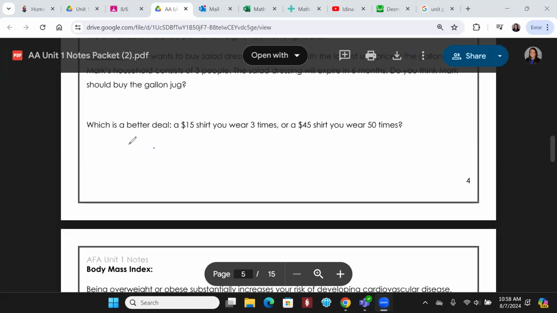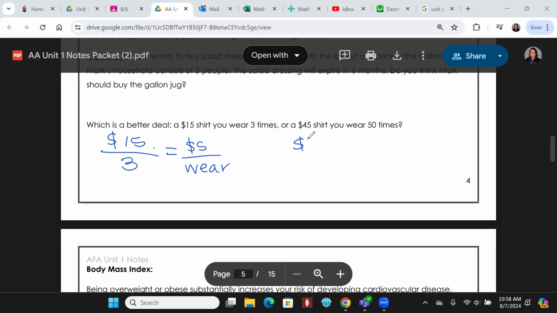Actually be able to compare them. So you've got a $15 shirt divided by 3 times that you wear it. So what's 15 divided by 3? Okay, so it's $5 per wear, basically. So every time that you wore that shirt, you spent $5, right?